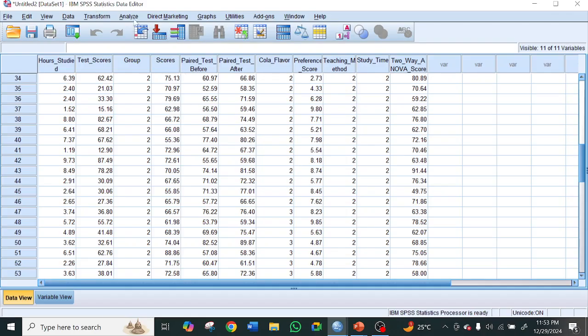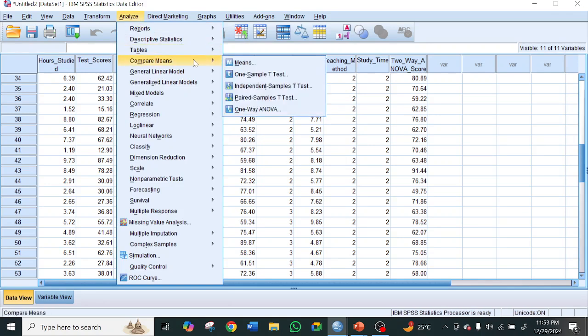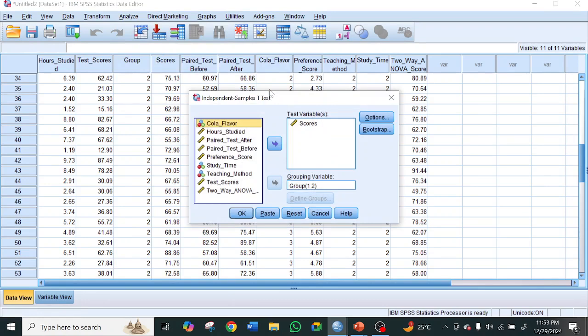Then we come to analyze, compare means, independent sample t-test. Sorry about that. I would have done all this before now. So now the test variable we are looking at is scores. So I'll come and select my scores.